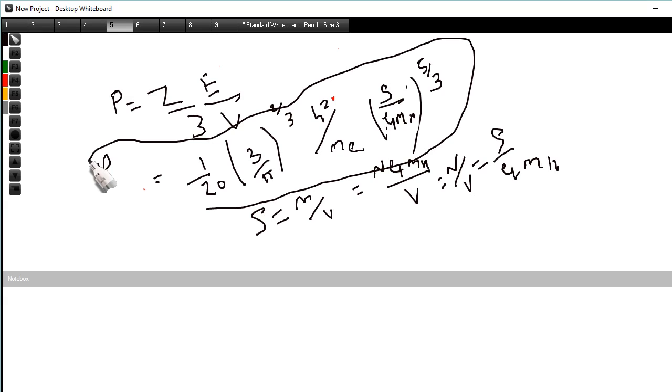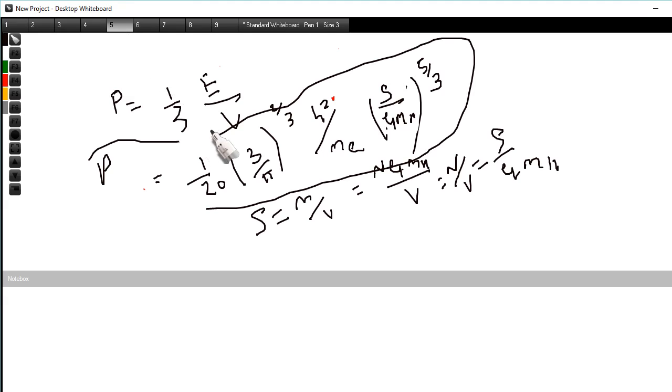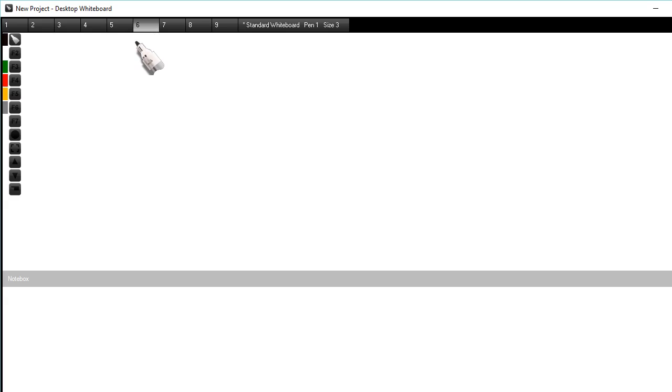In case of relativistic case, very simple, sir. Instead of writing this 2 by 3, you just have to write 1 by 3. Okay, there is one change here and another change: instead of writing this p square by 2m, you need to write pc, that energy is pc. So the final expression that you will get, I'll just write it down, you just have to practice by yourself. Which is very much easy, that is not much pressure.